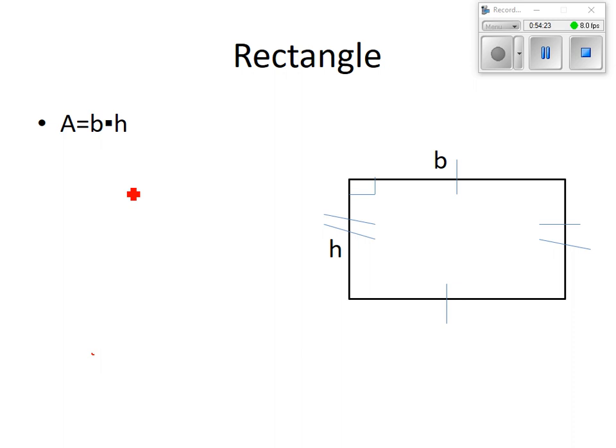Next one, a rectangle. Base times height, or you guys already told me it could also be what? Length times width, either way works. Whichever way you want to call it, whether it's base, height, length, width.